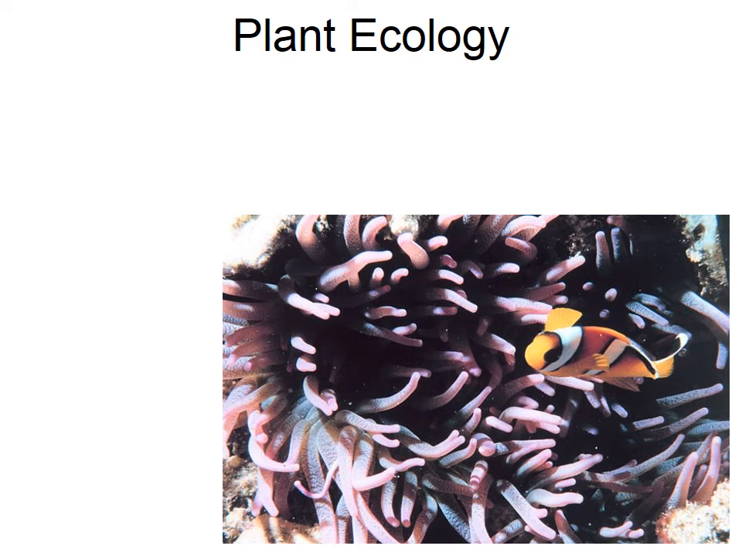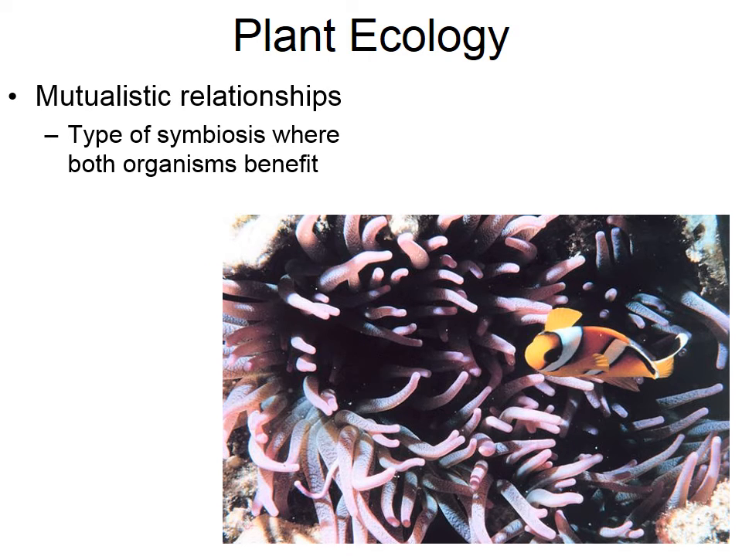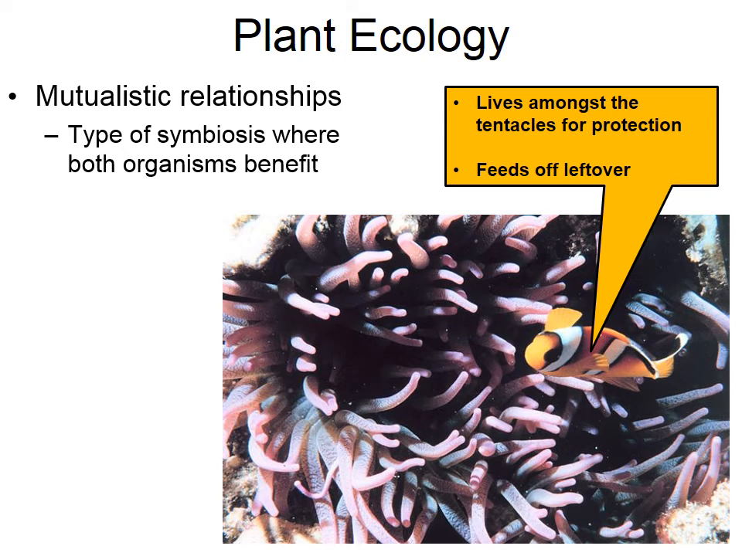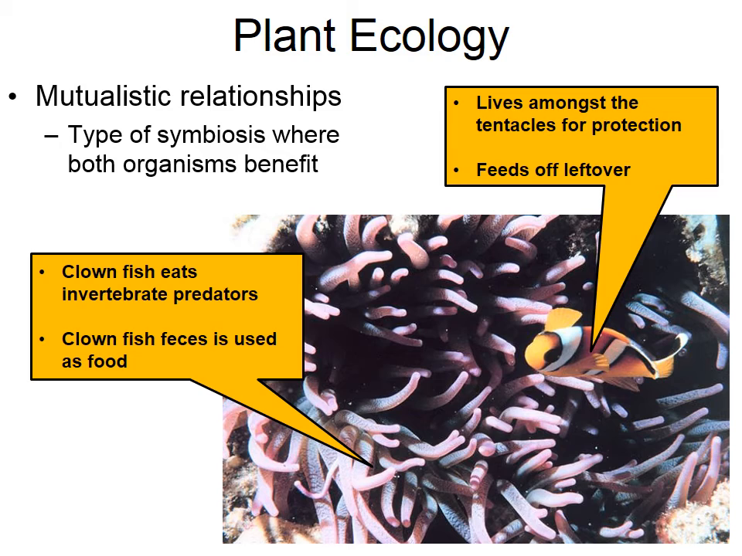So when we look at the ecology of plants, remember ecology is studying how life interacts with the environment. Plants are often in a mutualistic relationship with another organism. Now the picture doesn't show plants, it's just a classic example of mutualism involving a clownfish that lives amongst the tentacles of an anemone. So the clownfish benefits by getting a home and protection. The clownfish can also feed off of the leftover food scraps of the anemone. The anemone benefits because the anemone is also protected from smaller invertebrates by the clownfish, and it will also feed off of the feces of the clownfish. So it's a great example of mutualism where both benefit.